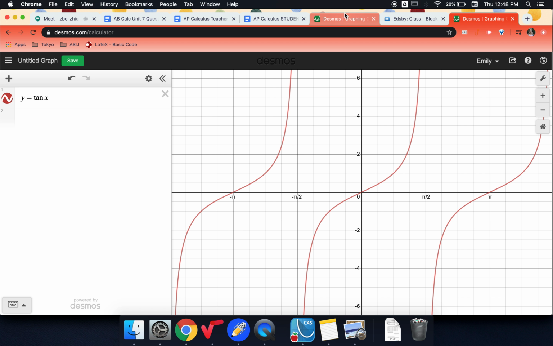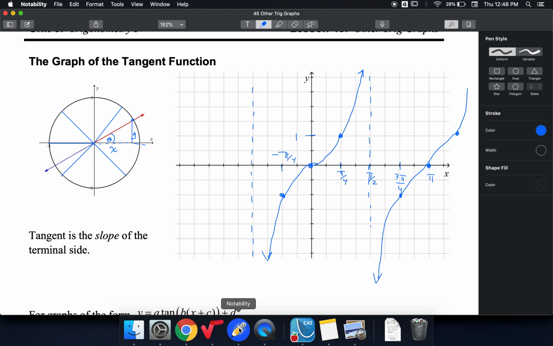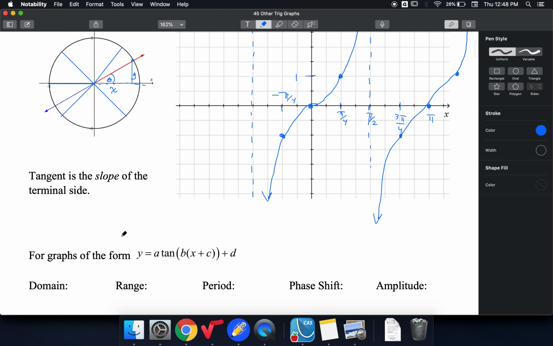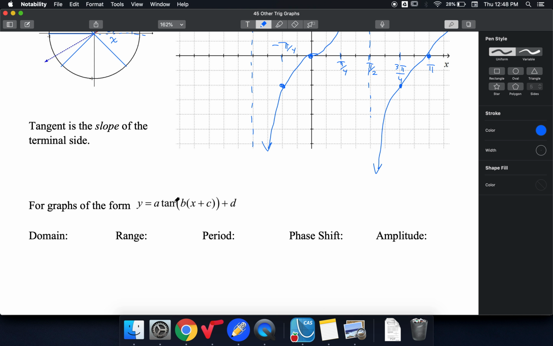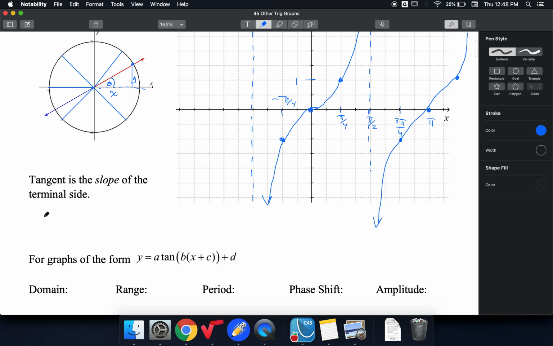If I was going to draw in the asymptotes myself, well, let's think about that. I'm going to say that my asymptotes are at pi over 2, 3 pi over 2. We had -pi over 2.